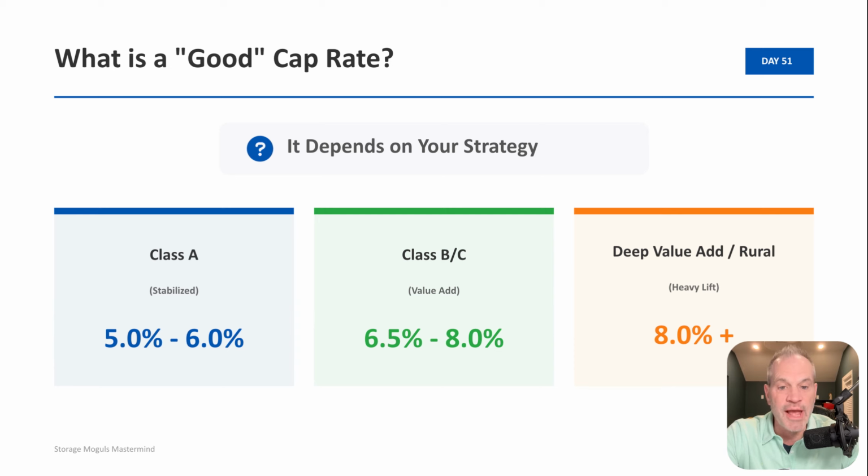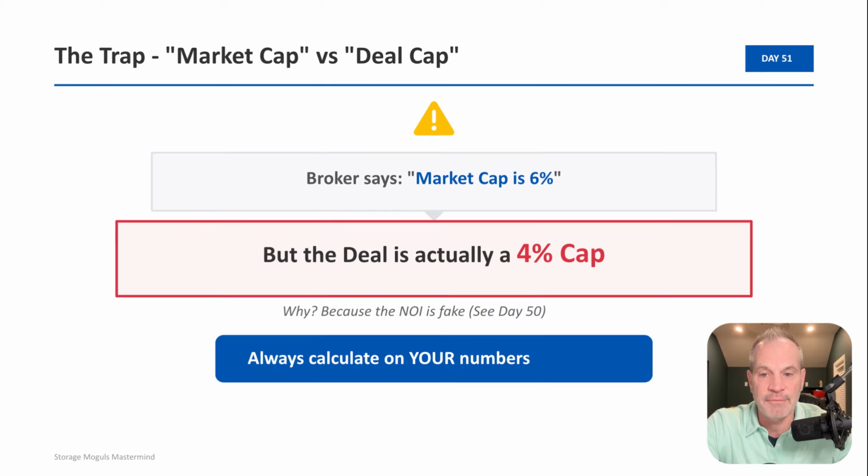But there's a common trap many investors fall into when looking at cap rates. And it's the difference between market cap and deal cap. This is where many investors get fooled, and it all comes down to understanding the true numbers. So a broker might tell you the market cap is a 6 cap. But when you run your own numbers, the calculation of the cap rate might come out to a 4 cap.